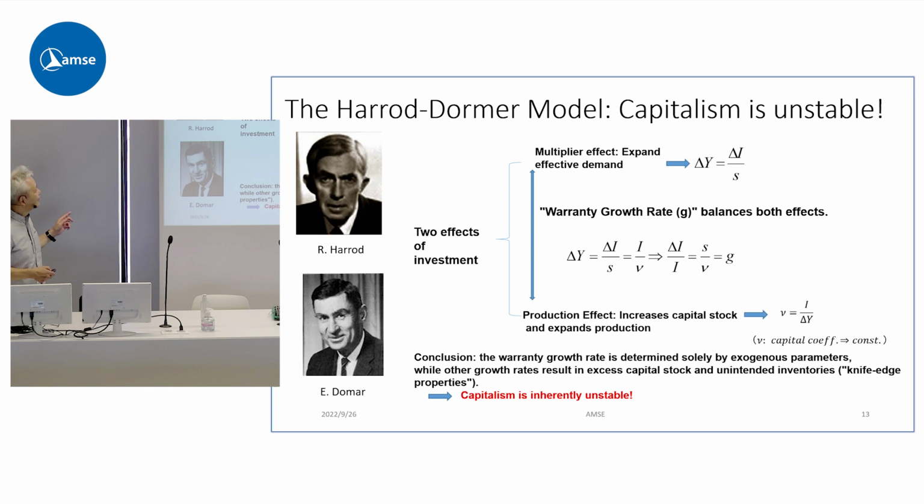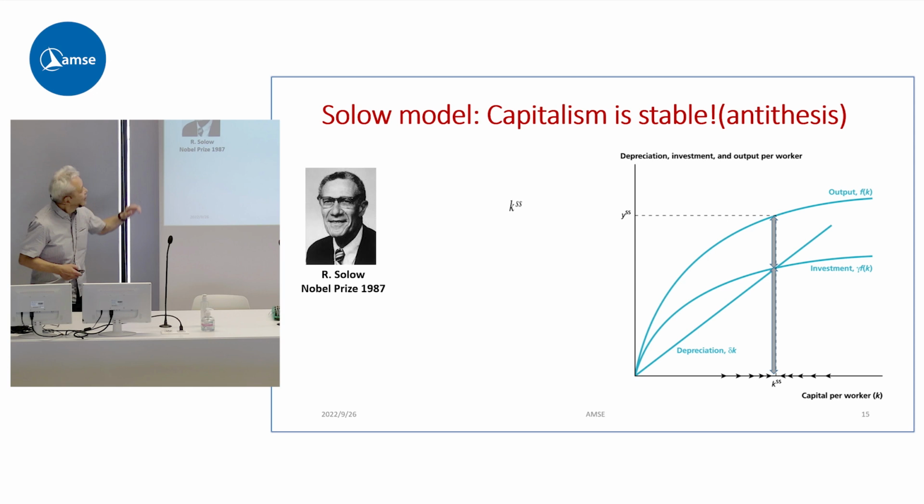Then, as an antithesis to this claim, Bob Solow presented his models, in which he introduced the now-famous neoclassical production functions. So labor and capital are now substitutes for each other. So we can draw this kind of production function.